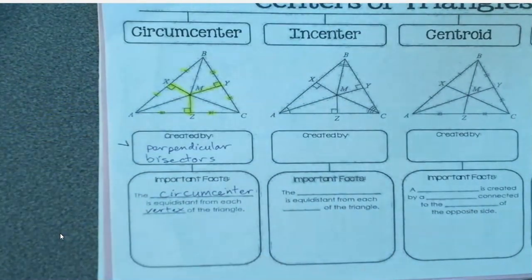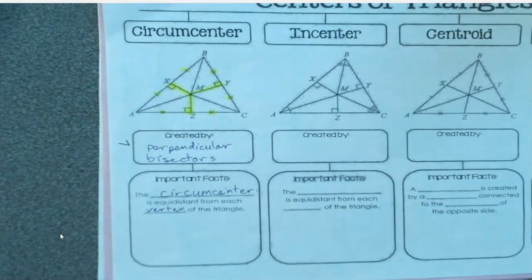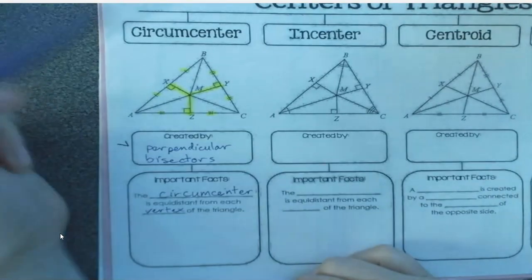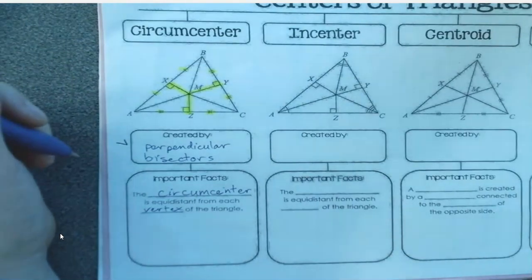Hopefully you guys remember that perpendicular means lines that intersect at a right angle. And then what does bisects mean? Yeah, cuts in half. Thank you. A bisector cuts the lines in half. So these lines are cut in half by this line, and they intersect at a right angle. Those are the 2 things you need to know.